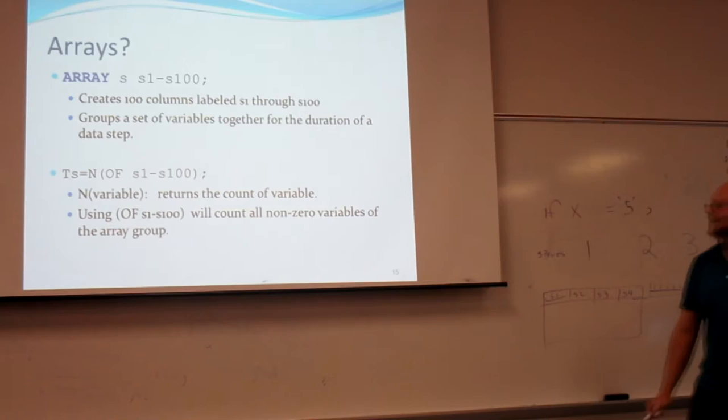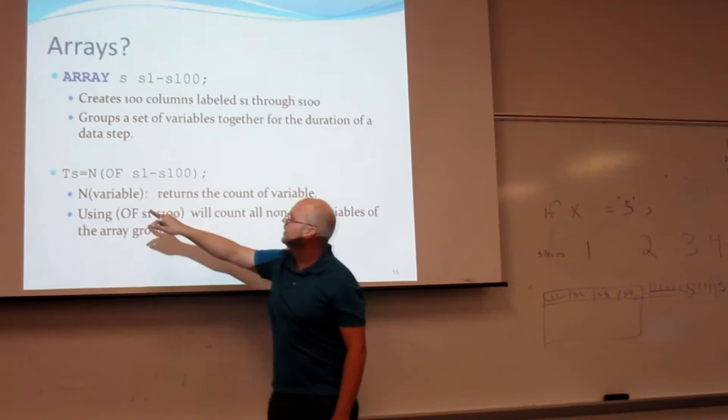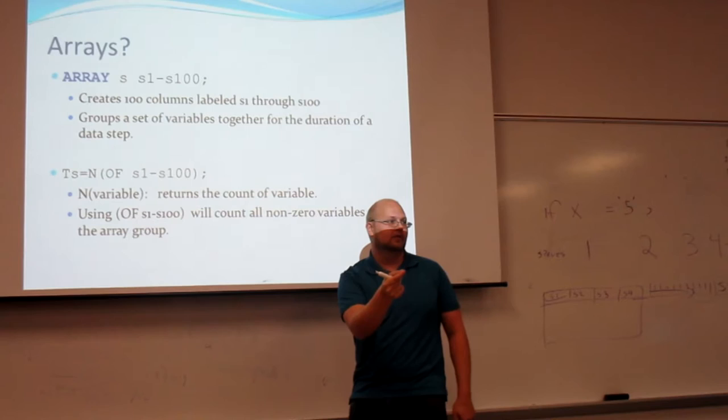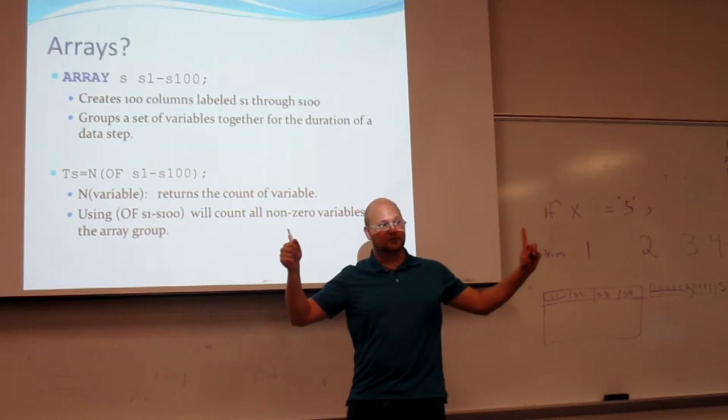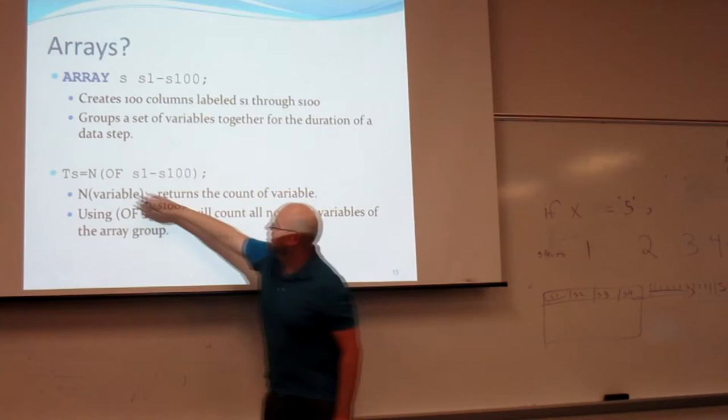Can't do it for this one, unfortunately, which really sucks, I think. I tried to do it and it didn't work. But it does work for other things. You can just call a procedure on S now. And so you say, I want a procedure on S. You're saying, I want that procedure run over those 100 columns. The same thing. Okay. So what we can do is we call of S1 through S100.